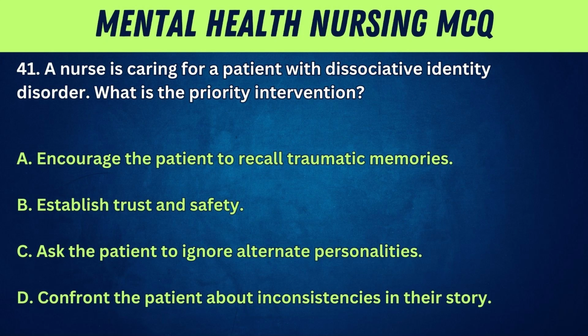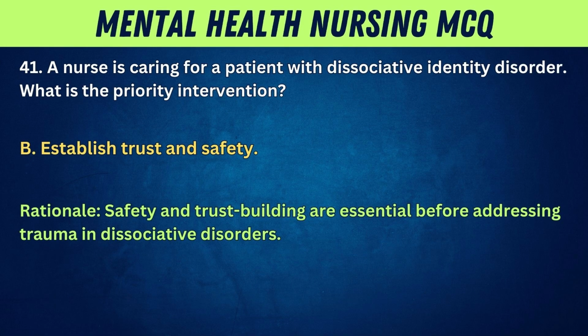41. A nurse is caring for a patient with dissociative identity disorder. What is the priority intervention? A. Encourage the patient to recall traumatic memories. B. Establish trust and safety. C. Ask the patient to ignore alternate personalities. D. Confront the patient about inconsistencies in their story. Answer. B. Establish trust and safety. Rationale. Safety and trust building are essential before addressing trauma in dissociative disorders.